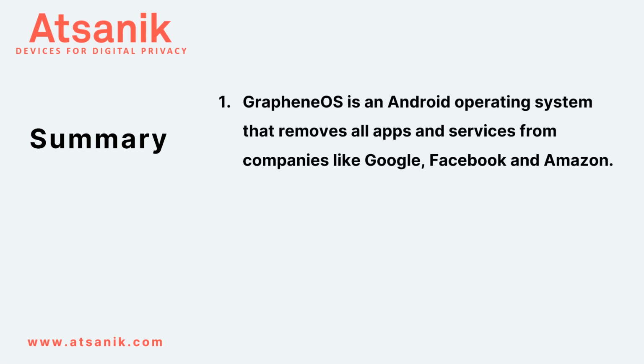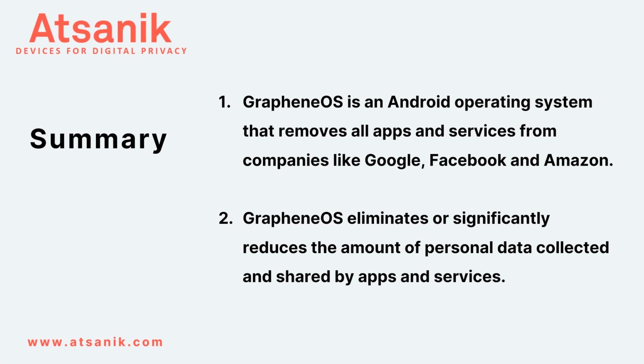So if you're new to all this, a lot of information might have been just thrown at you. I'd like to summarize things here. So number 1, GrapheneOS is an Android operating system that removes all apps and services from big tech companies like Google, Facebook, and Amazon. These apps and services are very difficult, if not impossible, to completely remove from any device purchased from a mobile provider.